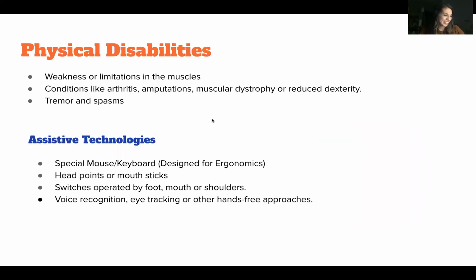Okay, so another one is physical disabilities, also called motor disabilities. This is weakness or limitations in the muscles, conditions like arthritis, amputations, or muscular dystrophy, also tremors and spasms. Some of the assistive technologies used by people with these disabilities are a special mouse or keyboard designed for ergonomics, head pointers or mouth sticks. These are really cool. I couldn't include pictures, but there are a lot of devices that let you control your screen using switches or even blowing into a device, or even eye tracking software and voice recognition.